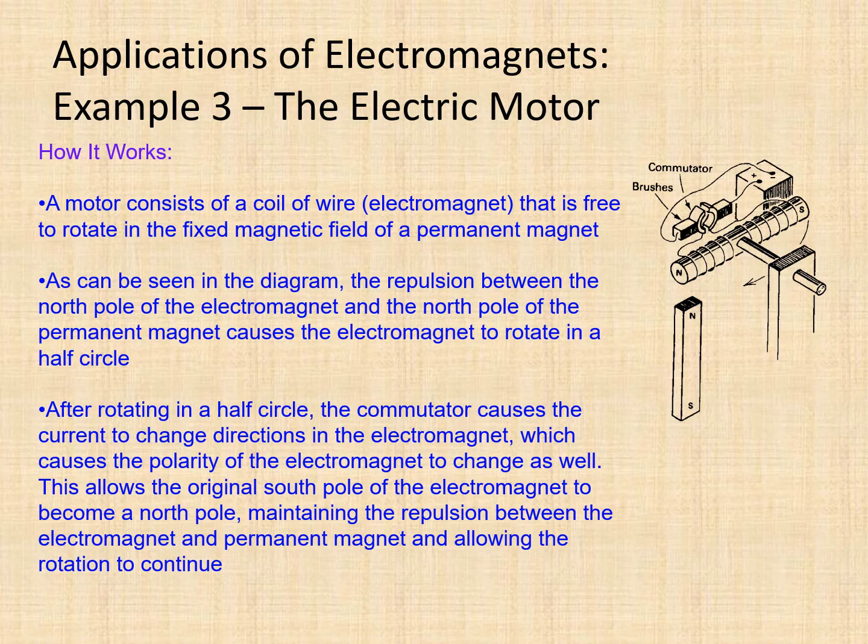So once again, the function of the commutator is to reverse the direction of the current, which then reverses the polarity of the electromagnet, which will allow it to now once again be repelled by the permanent magnet and continue to spin. You can take a second to pause the presentation and view the video clip of the electric motor.